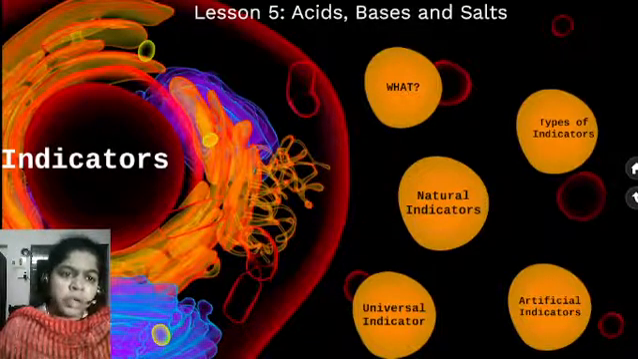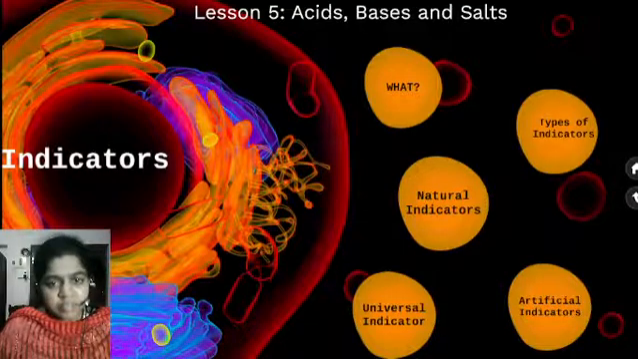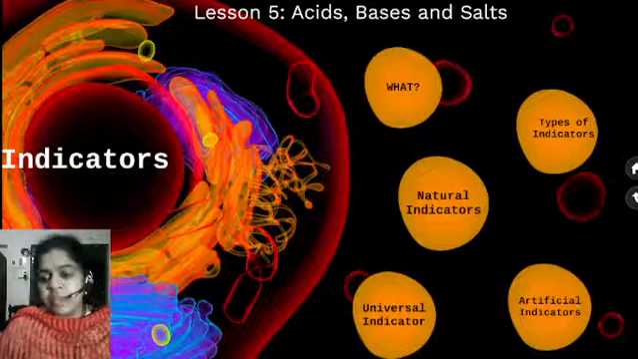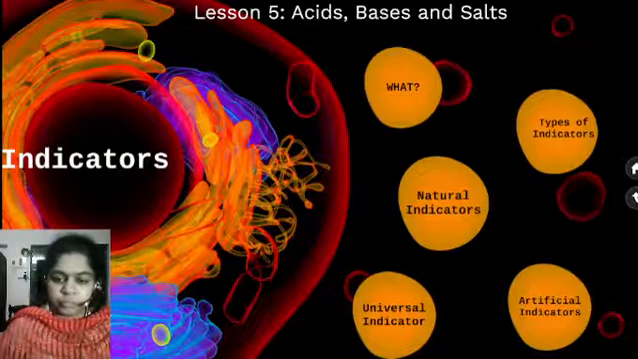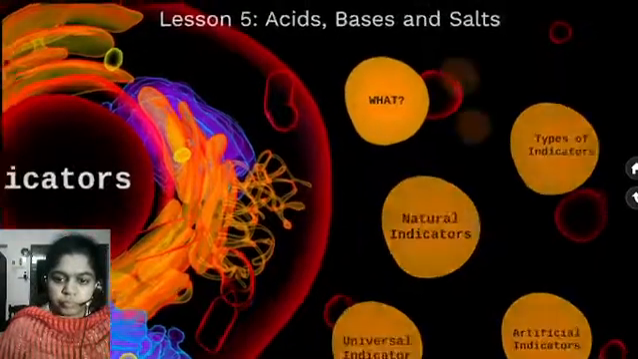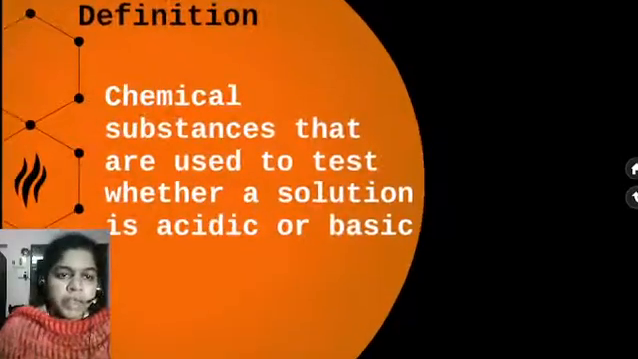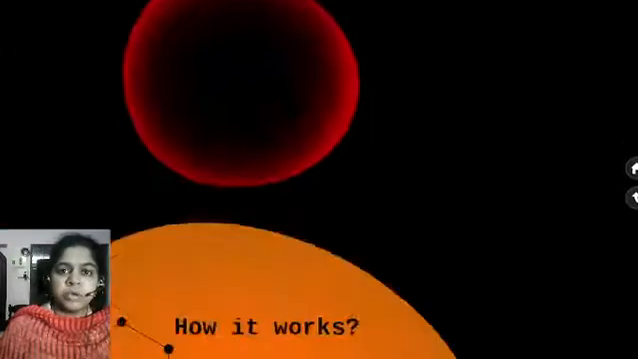So here comes the word indicators, which will help us to know whether a substance is an acid or base. So that is today's topic, indicators. Let us see what these indicators are in detail. Indicators are nothing but chemical substances that are useful to test a given sample, whether it is an acid or a base. How do these indicators work?